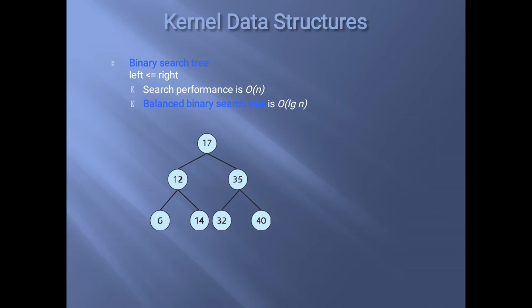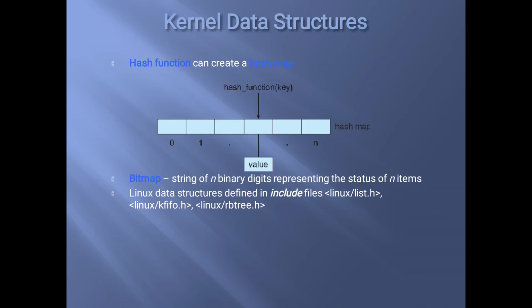Then the kernel data structures are also represented as a binary search tree. The binary search tree concept is that the left child value is lower compared to the right child. In that combination the data are stored in the kernel also. Then another data structure, hash functions, is also used. Using the hash value, the data are stored in memory. Okay, thank you.